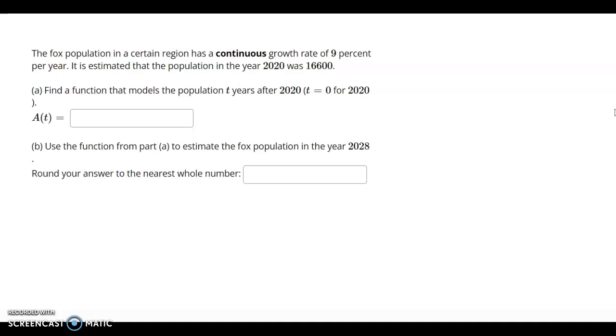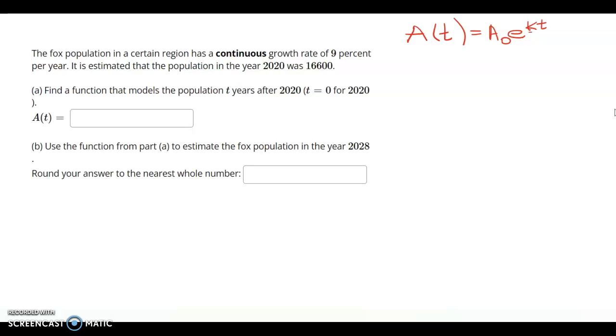So what we're looking for is similar to problem number 6 in this section. We want to have an equation that looks like this. A of t equals a sub 0, so the initial population, times e to the kt, where k is the rate, t is the time in years.